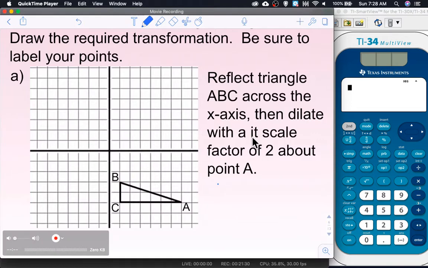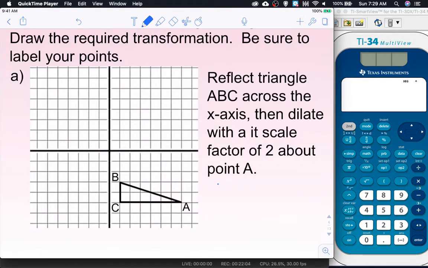So in this problem, they want us to draw the required transformation. So we have this, and they want us to draw a transformation. Be sure to label your points. Okay, so reflect triangle ABC across the x-axis, then dilate it with a scale factor of 2 about point A. So this is almost the reverse of what we were just doing. Before, they would give us the before and the after, and then we would come up with a description. Here is the description, and we need to be able to draw the before and the after. And I'm curious, if you'd like to take a little bit of time and see how far you can go with this on your own before you even do it once, try it. I'm going to get started here in just a second.